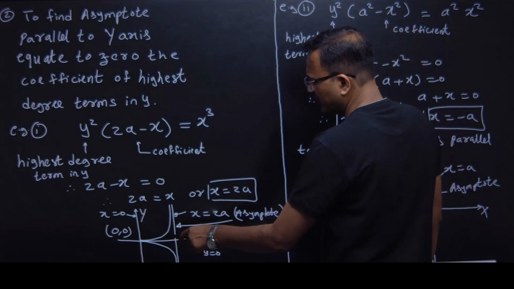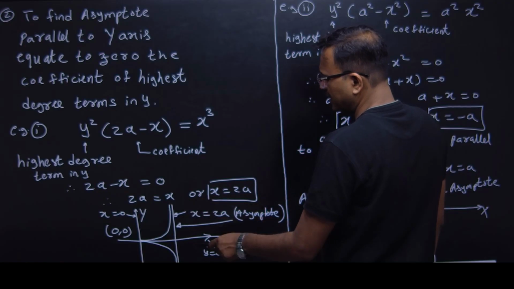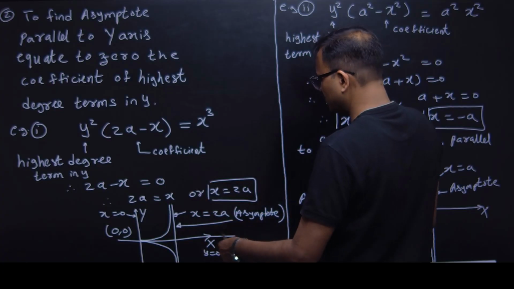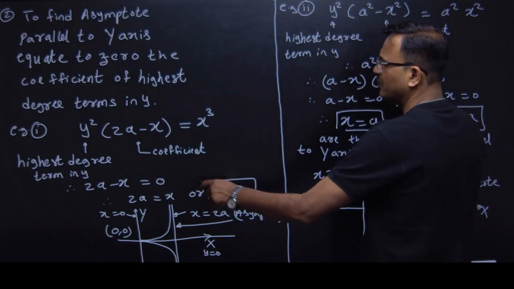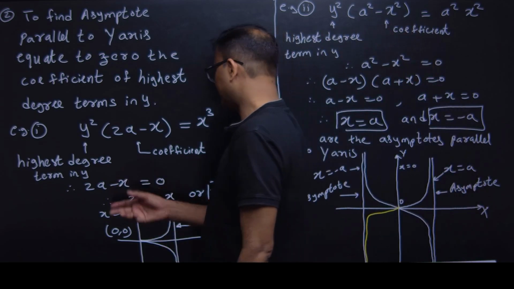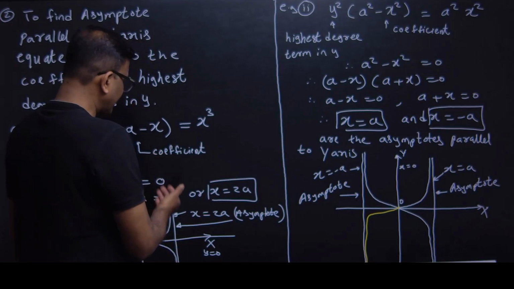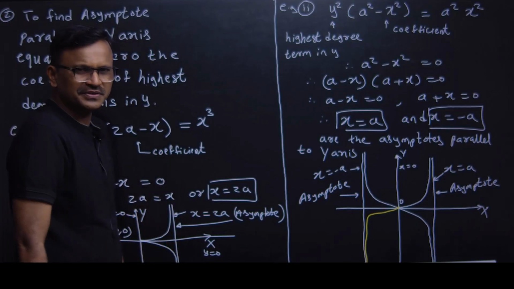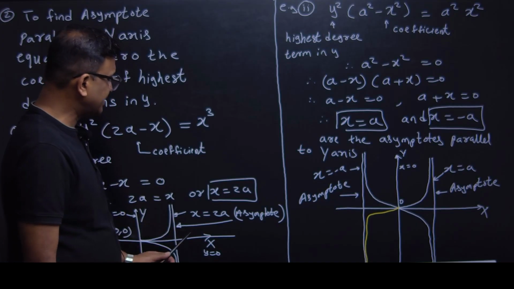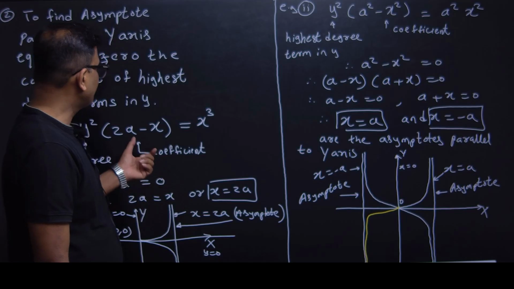That means the curve will run parallel to that line x is 2a. It will not touch that line. It runs parallel. According to the definition of asymptote, the curve will run parallel to the line x is 2a. And the curve is symmetric about x-axis. So whatever is the nature of the curve above x-axis, same will be the nature below x-axis. How to draw that curve we'll see later, but now we are just discussing how to find asymptote parallel to y-axis.